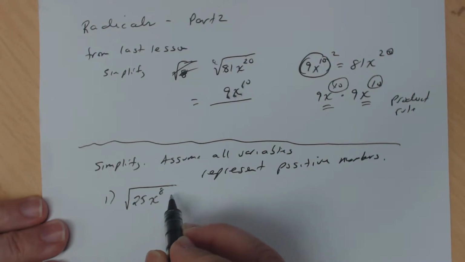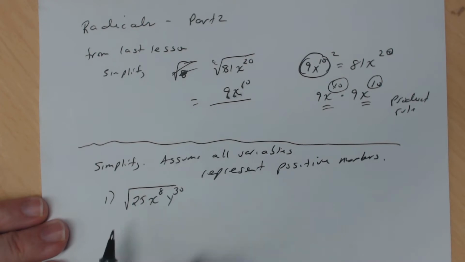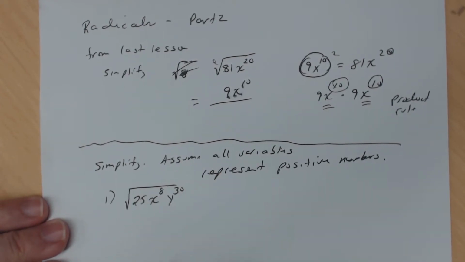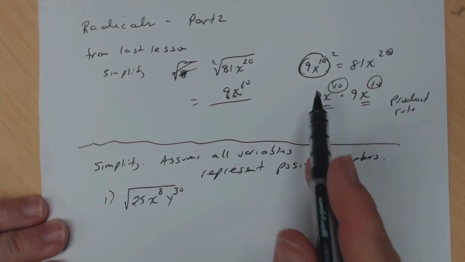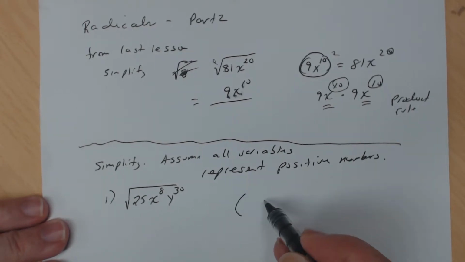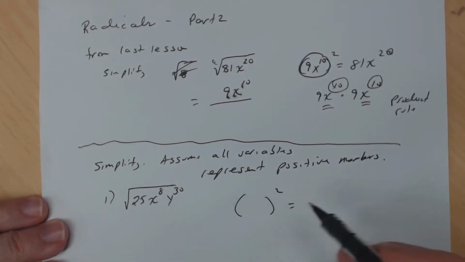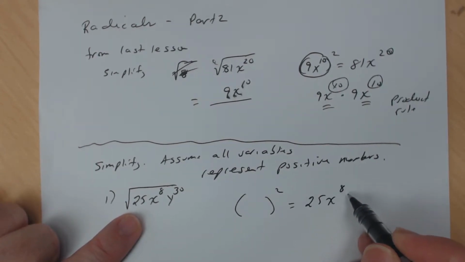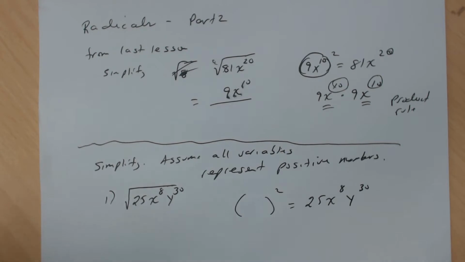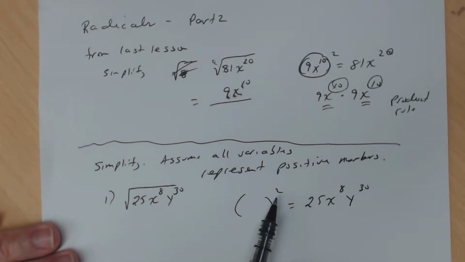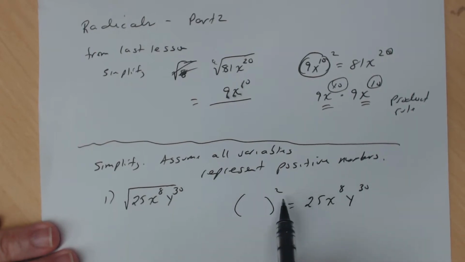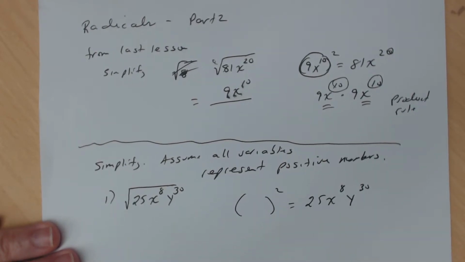So number 1, suppose I had the square root of 25x to the 8th power y to the 30th. You're just extending it a little bit. It's the same idea, except we're just adding one more variable. Just like before, you ask yourself, what squared is going to be the radicand? Well, the radicand is 25x to the 8th y to the 30th. But before I go on, make sure you understand why we said squared, because this is square root. If this was cube root, you'd say what cubed will be the radicand.